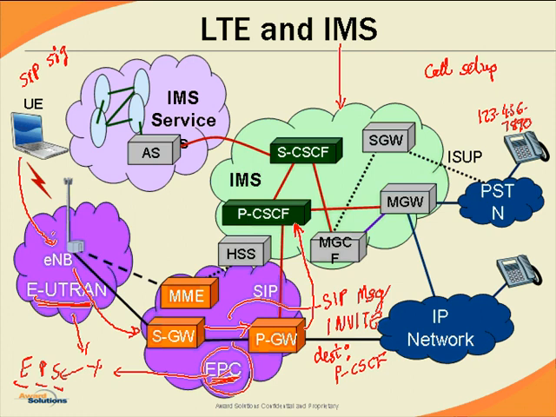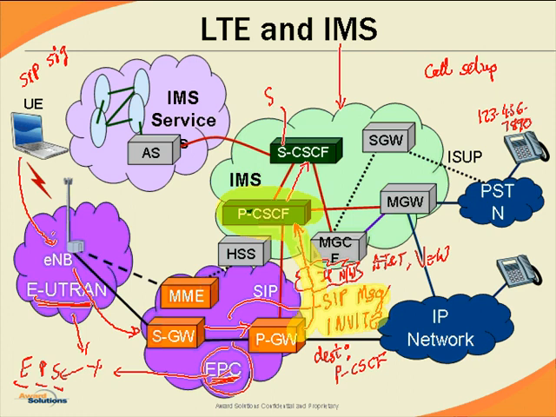Again, this is an IP network of the operator. So AT&T has its own private IP network, Verizon its own IP network, like that. And this is the operator's IMS. The PGW has forwarded that SIP message through the IP network to the proxy call session control function. The proxy forwards that message to the serving call session control function.